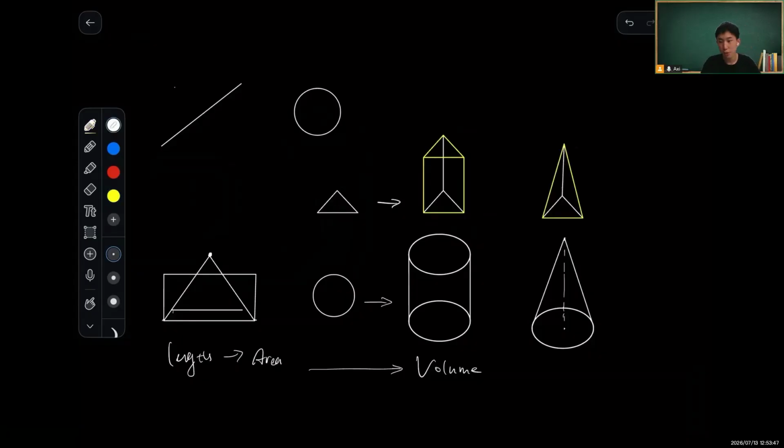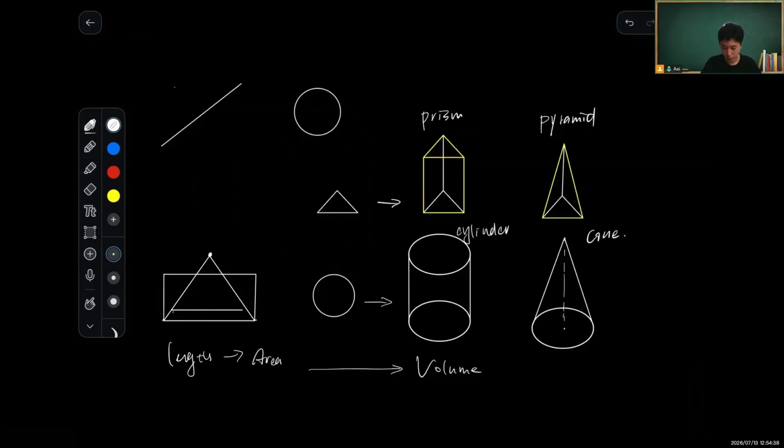So now it is time for us to assign names. In general, a shape that is extended with each layer of the same size is called the prism, where if it has an apex, we call it the pyramid. As for the circle, we have a special name. This is called the cylinder, and this is the cone. These are the shapes that we will study today. Next, it is time for us to find the area, the surface area, and the volume.